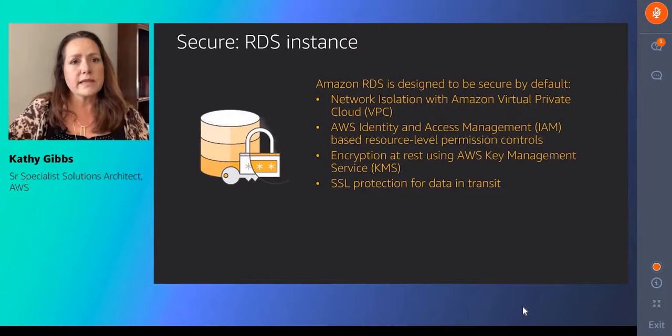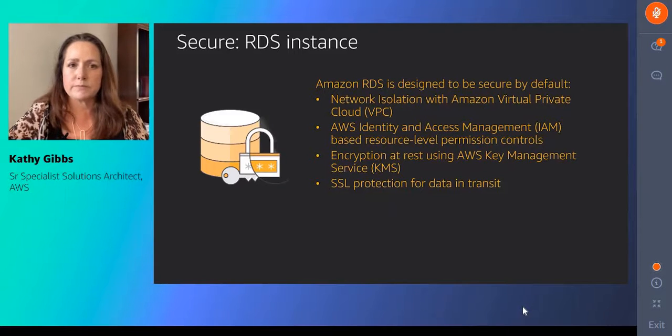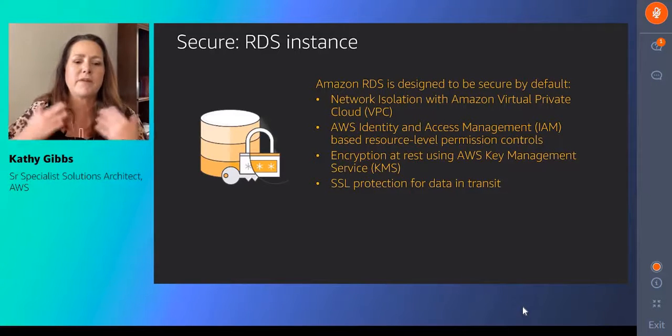Okay, so the next part, which is probably the most important part, is security. An RDS instance is designed to be secure by default. At AWS, security is our job number one, and definitely what we drop everything for if there's an issue there. So you start with security in your virtual private cloud, or your VPC, right? And I can have my firewall around that.